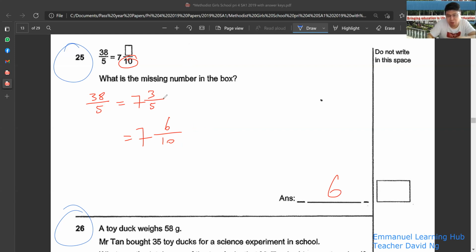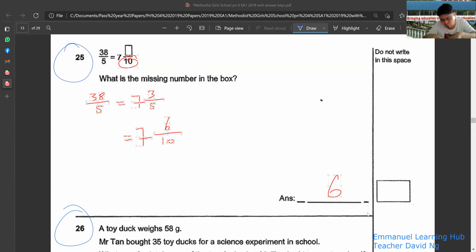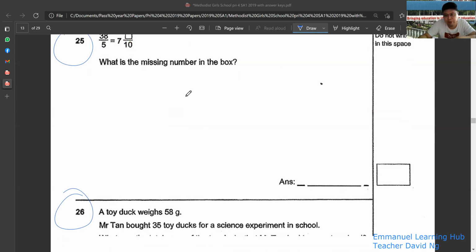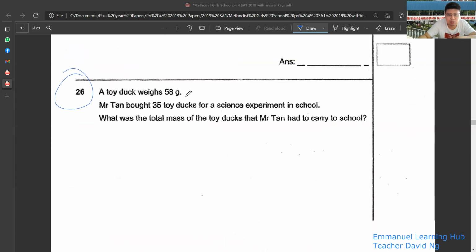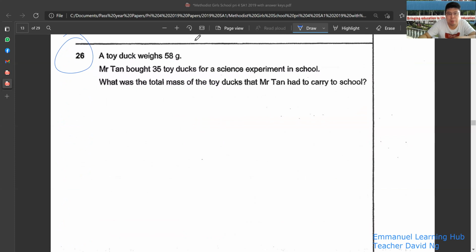You need to know how to convert your fraction. You're very weak in that. I don't know why you're so weak in that. You have to pay attention in school and try to understand how to convert your fraction to lowest form, convert to mixed number, all that. If not, you're going to suffer next year in P5. P5 math is going to be harder than this, you know. This is only primary 4.